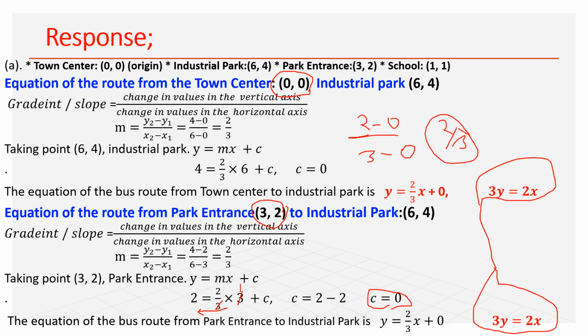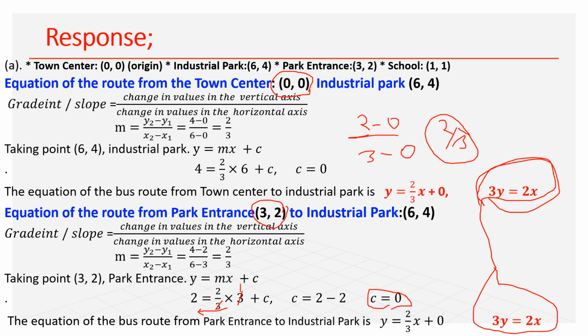And then the 2 over 3 is the gradient. Remember here, if you have the same gradient, now that I'm taking any point, you can even decide to take 0. I still get the intercept as 0, then my final equation will be of this caliber. So we can vividly see that the town center, the park entrance and the industrial park are all lying on the same line, because they give us the same equation of the line, and the same gradient or slope.